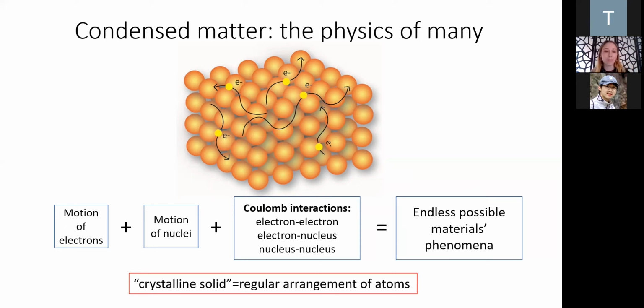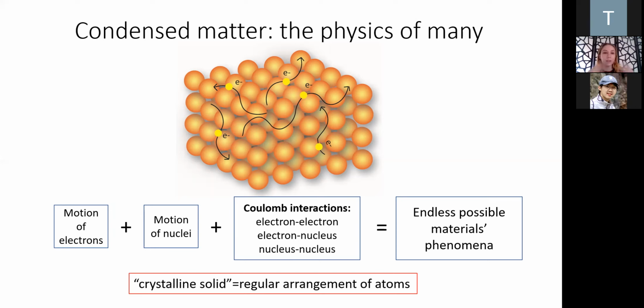So what's actually happening in a crystalline solid? We can enumerate all the things that are happening. You have electrons moving around. You have nuclei vibrating in place. Sometimes you have atoms moving around too, but that's a little bit less common. And then for all the charged particles that are involved, you have various pairwise Coulomb interactions. So you have electron-electron Coulomb interactions, electron-nucleus Coulomb interactions, and nucleus-nucleus Coulomb interactions.